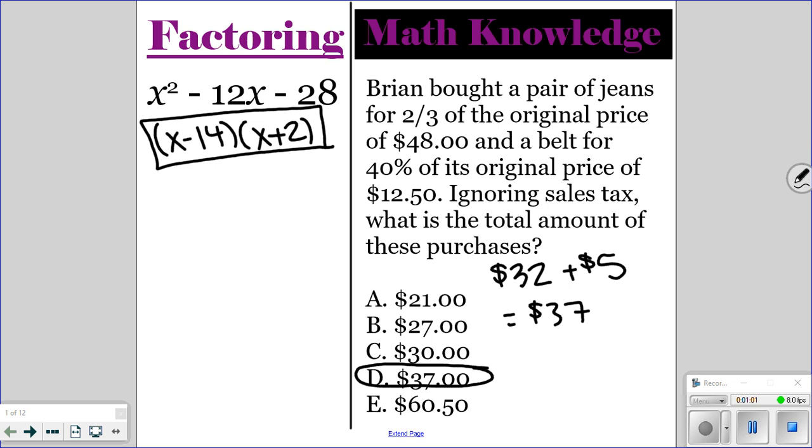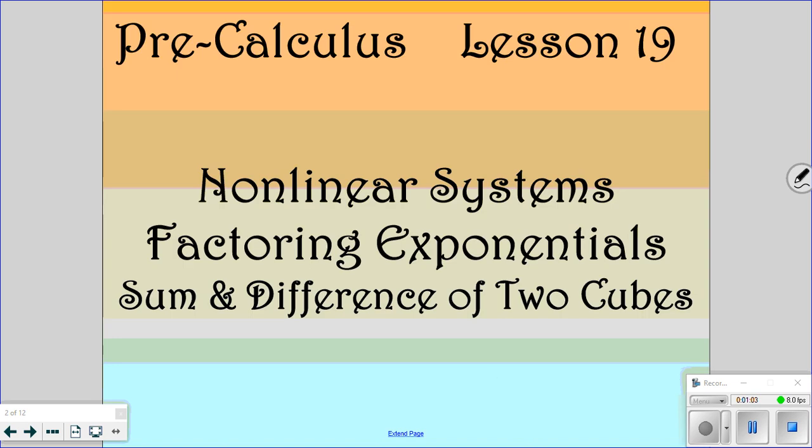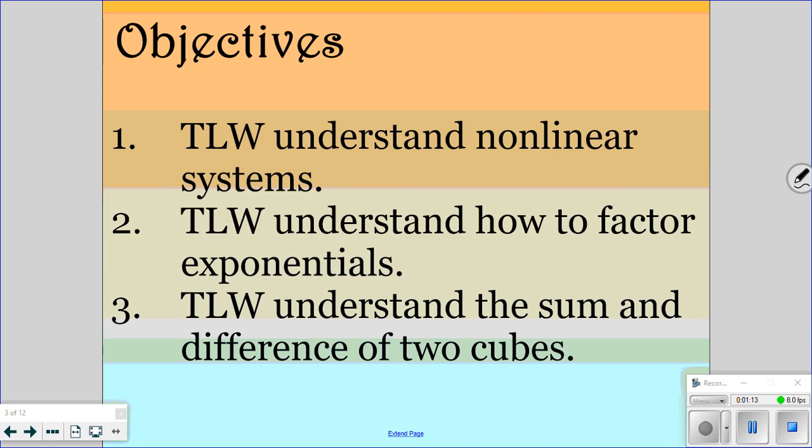Okay, now we're going to be looking at lesson 19 today. We're going to look at nonlinear systems, factoring exponentials, and then sum and difference of two cubes. So hopefully after this lesson, you'll understand how nonlinear systems work, how to factor exponentials, and the sum and difference of two cubes. All of this was covered in Algebra 2, so hopefully most of this will be review.